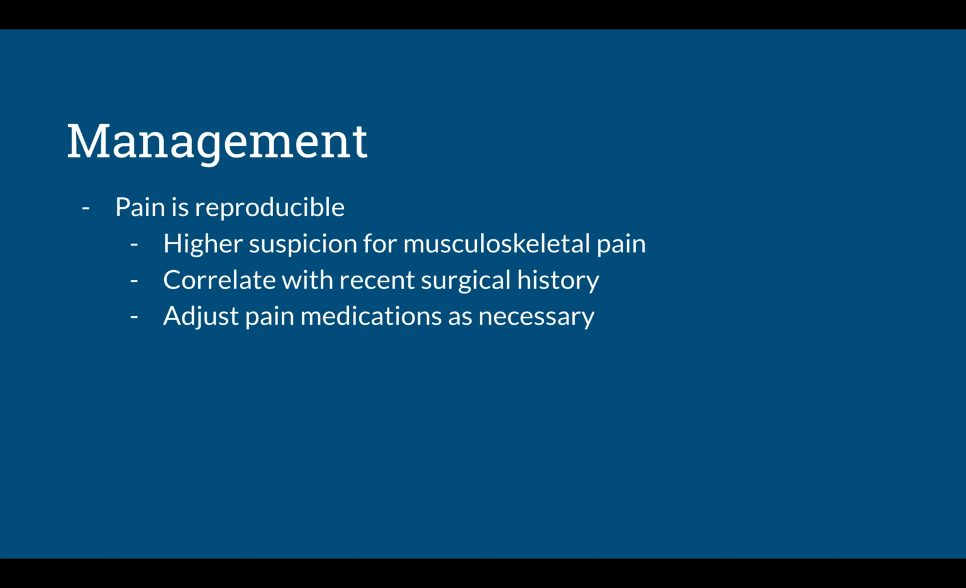So let's say you go and you talk to the patient and they point to where their chest pain is and you palpate their chest and the pain is reproducible with palpation. This is a scenario where you have a higher suspicion for musculoskeletal pain. You want to correlate it with their recent surgical history and adjust pain medications as necessary. And of course, in this scenario, you have no other reason to think that they're having anything else, any other reason for their chest pain, and you've sort of thought through all the steps that we're going to talk about. So that's a common thing being common.